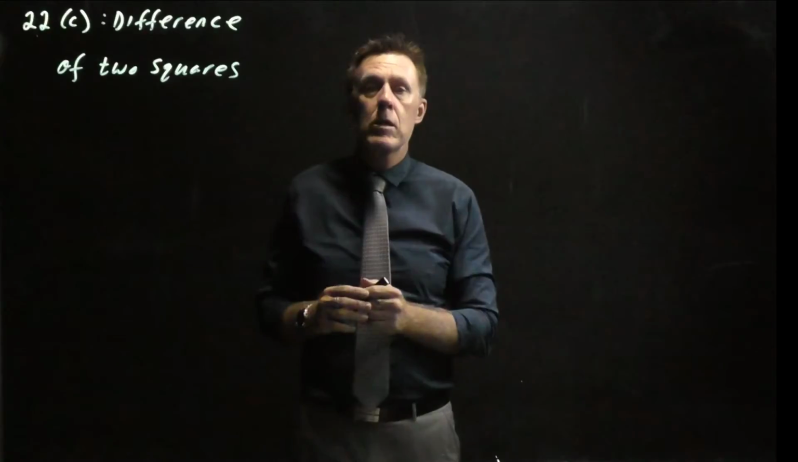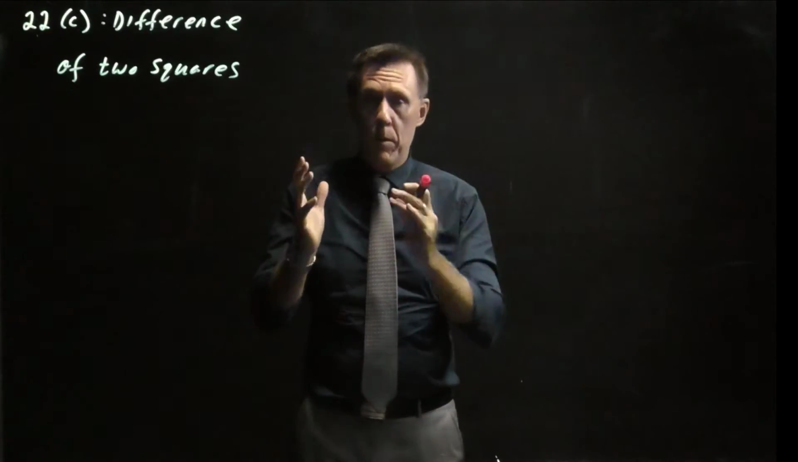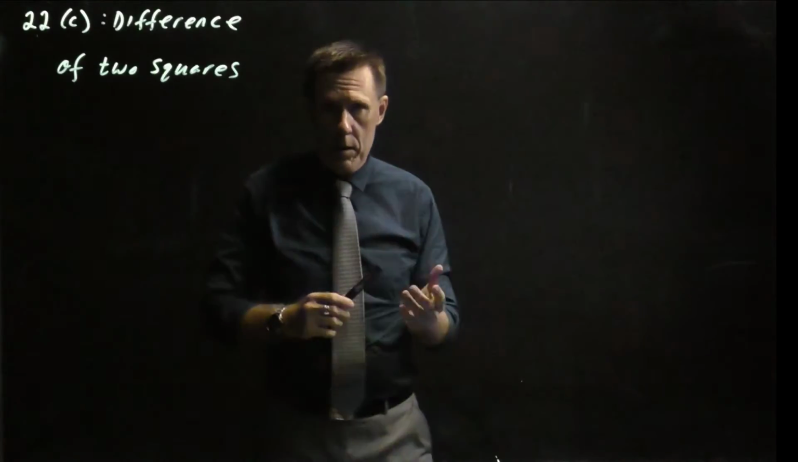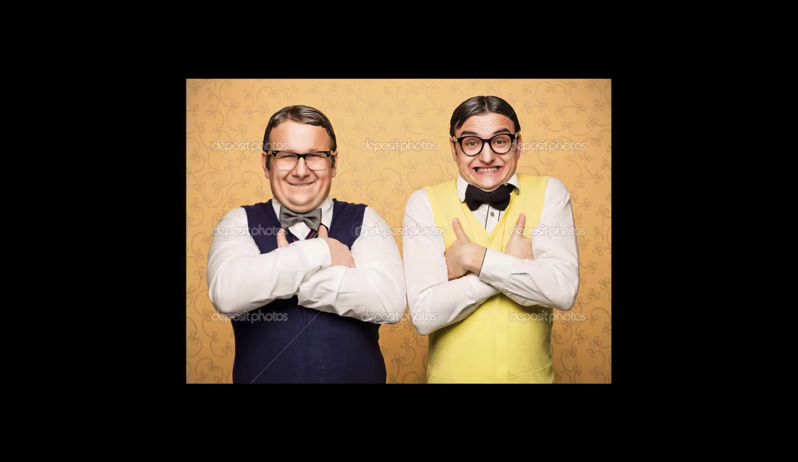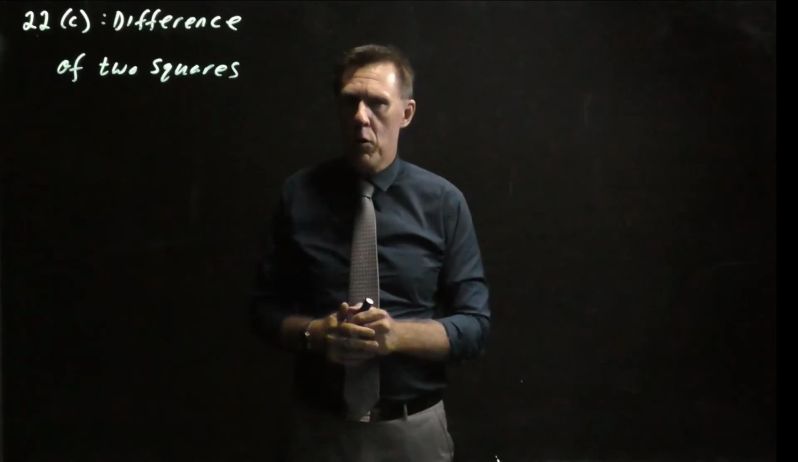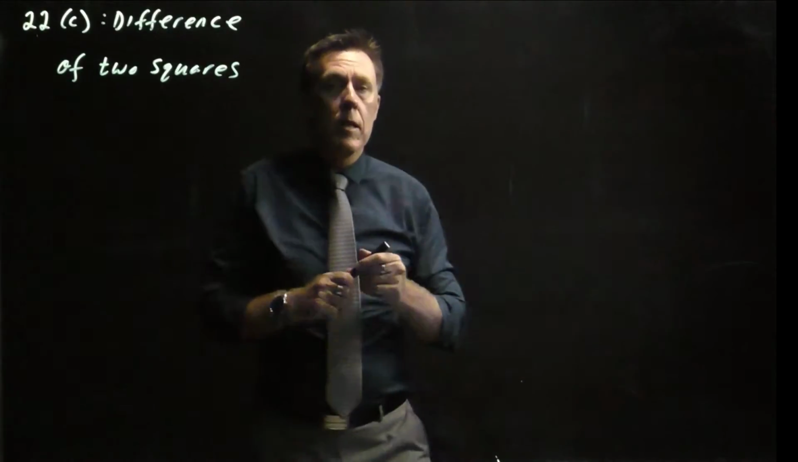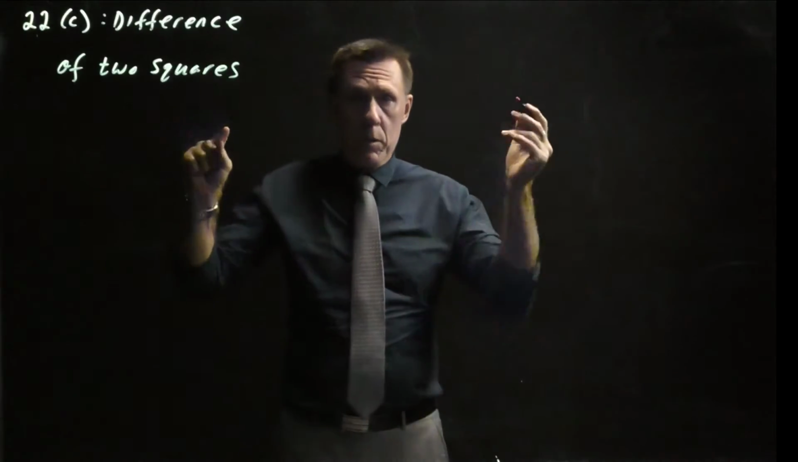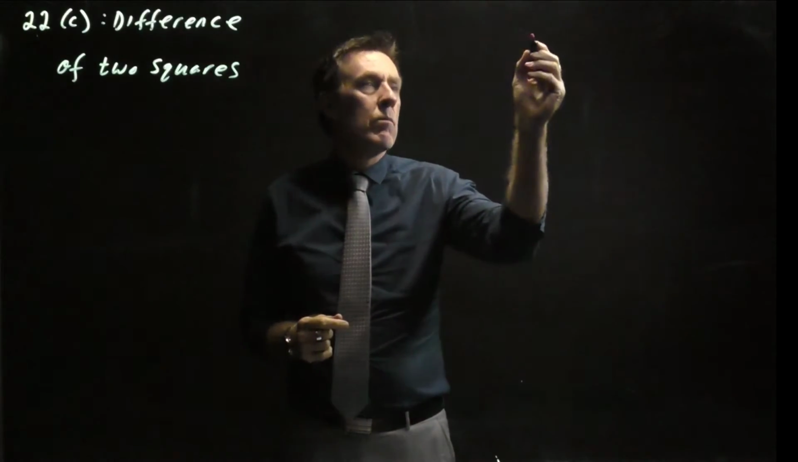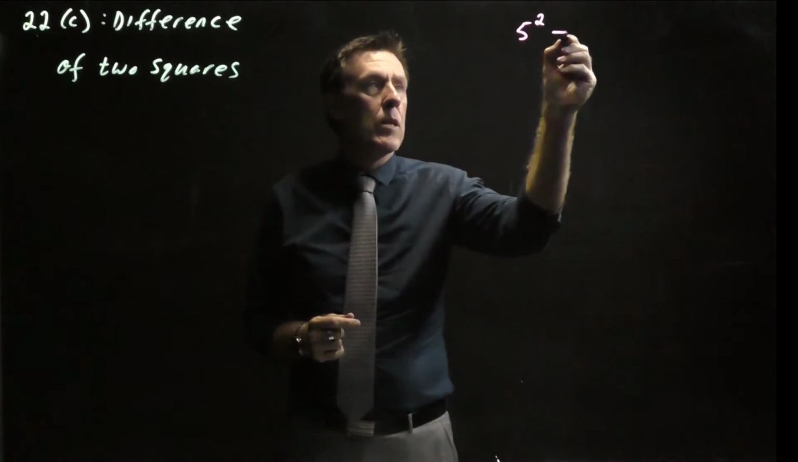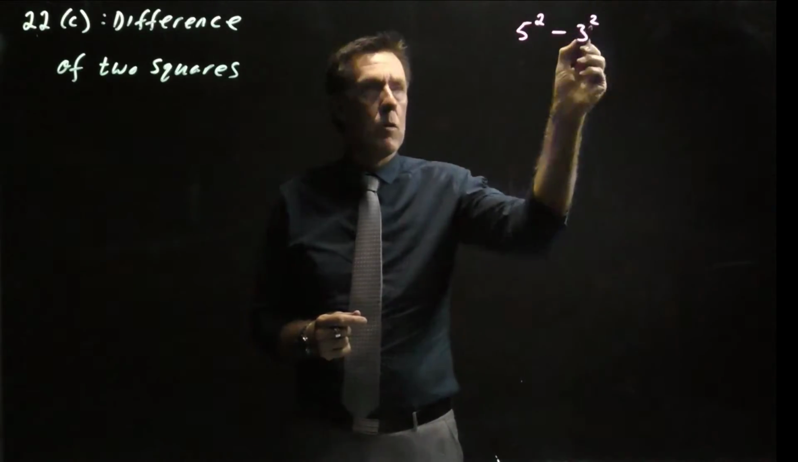Now, there are some patterns that when we're multiplying brackets come up on a very regular basis. The first of those is called the difference of two squares. Difference of two squares is talking about square numbers. For example, say I wanted to do 5 squared take away 3 squared.